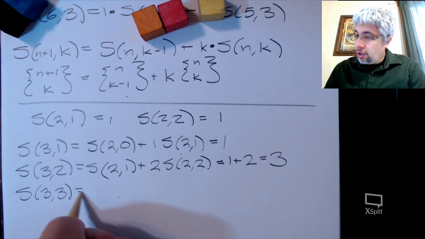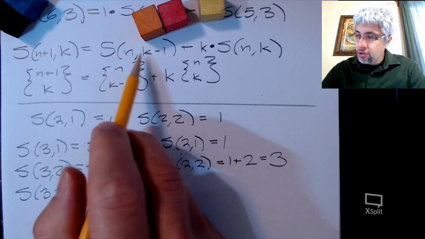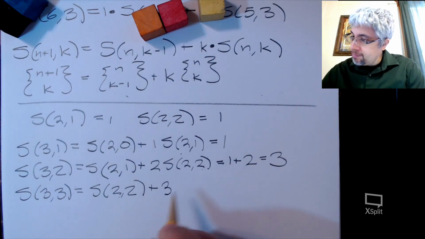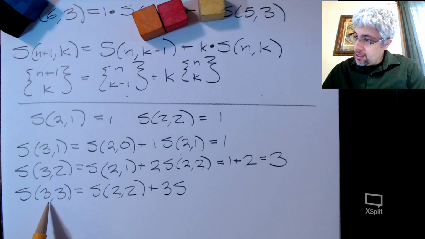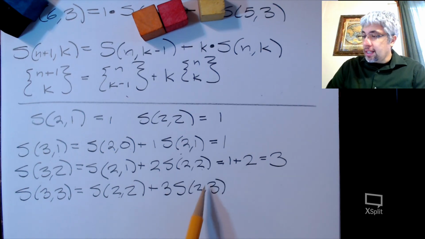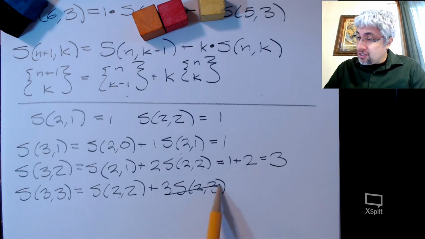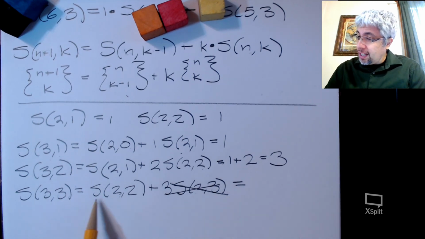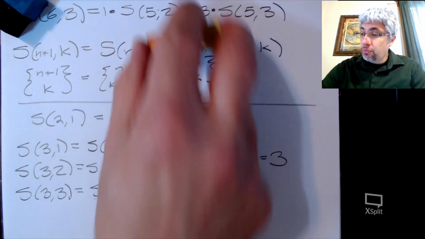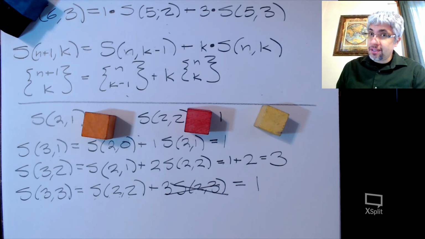And then for a last example, S(3,3), well, that's going to be equal to S(2,2) plus 3 times S. Okay, now I just subtract from the n. So that's going to be S(2,3). But notice something. It's going to be impossible for me to split 2 objects up into 3 sets. So that goes away. So what do I have? I just have S(2,2), which is 1. And what this is telling me is that the number of ways I can split 3 objects into 3 sets is only 1, which is correct. Remember, the sets are not distinguishable.